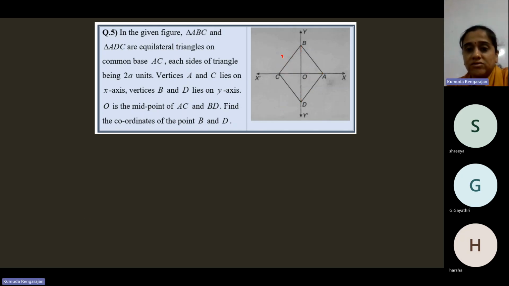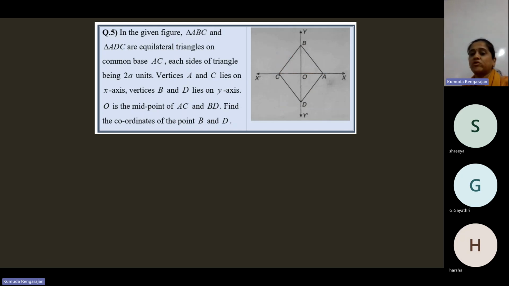This is 2A. This is 2A. This one is 2A. What's the question? Find the coordinates of B and D. Let's make the situation easy to understand. Let me ask you questions. Where do the points A and C lie? On the x-axis. Where do the points B and D lie? On the y-axis. Which is the midpoint of AC?